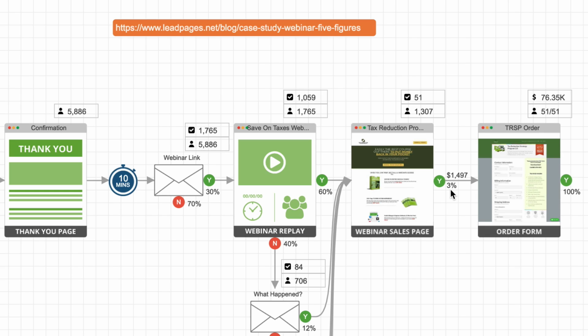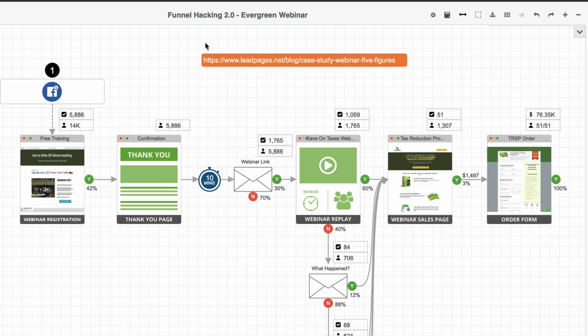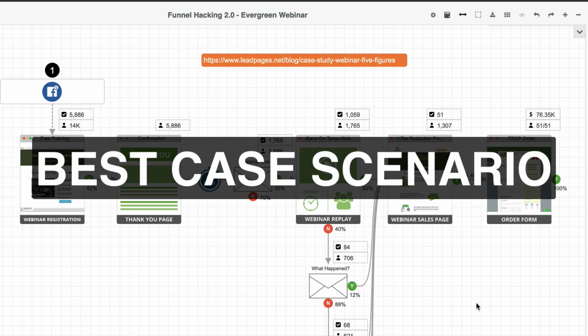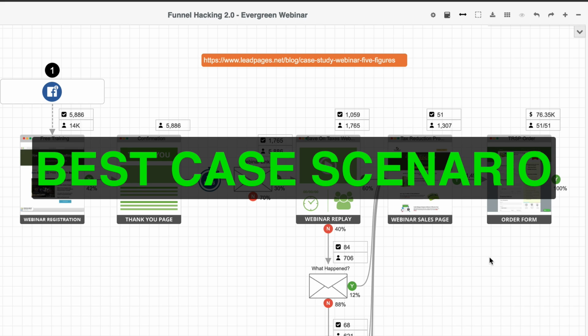$1,497 is definitely not a low ticket item. As you probably know, the higher the price, the lower the conversion. We're not going to get 5% conversion on cold traffic from somebody looking at photos of their neighbor's dogs and all of a sudden being hit with a webinar ad, signing up for a webinar, and then out of the blue, as they're drinking their afternoon tea, signing up for a product for $1,500. You know what I mean? So we've got to be aware of that. So this, in my eyes, is a best case scenario. These numbers really are a best case scenario on what we could achieve.